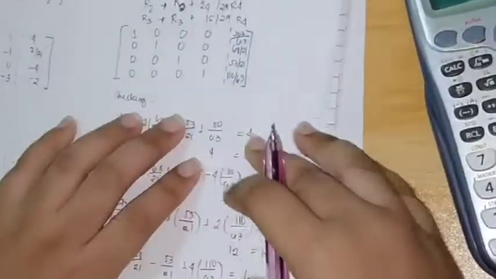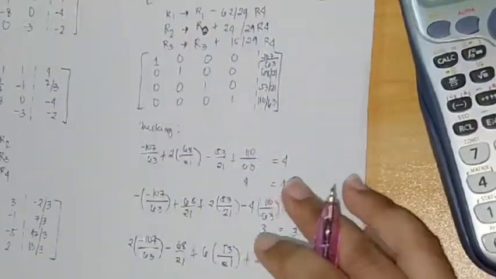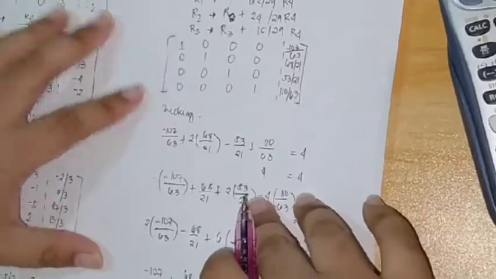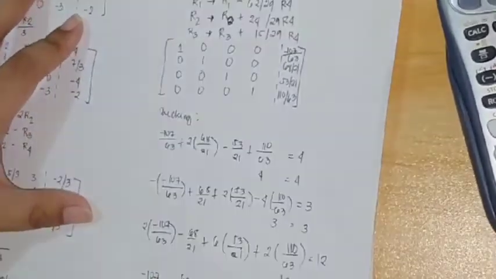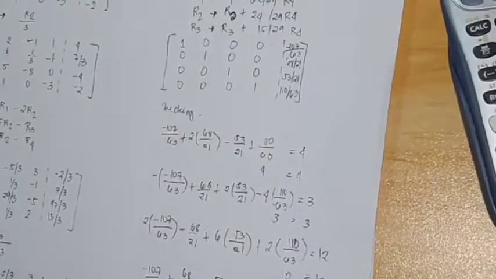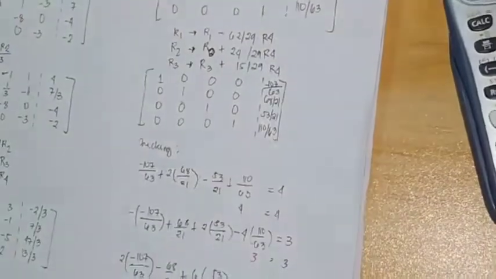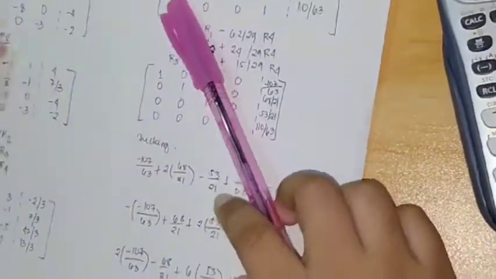So since they are all equivalent, the whole process I calculated is correct. So that's how you calculate a problem using Gauss-Jordan elimination.